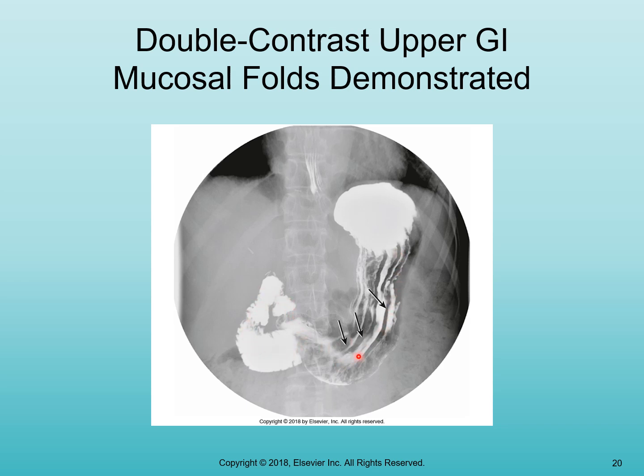This is the rugae in the stomach, because when a patient comes for a study of the upper GI, they are NPO, or they have had nothing by mouth for a minimum of 8 hours. They are also not allowed to chew gum or smoke cigarettes.